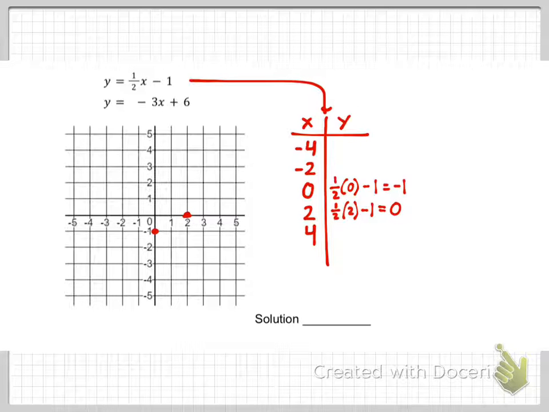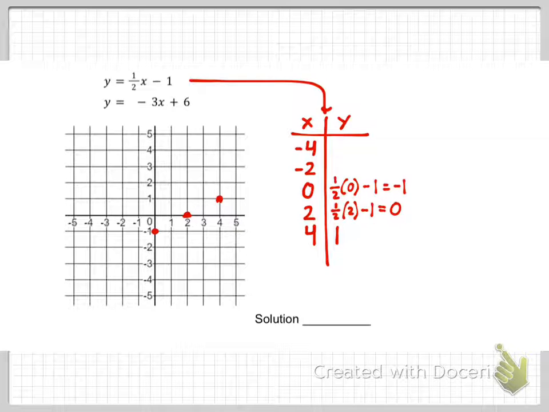For those of you graphing using rise over run, you notice we just went right 2 and up 1, or up 1 and right 2. That's rise 1, run 2. So 1/2 is up 1, right 2. That's another way to graph that, but I prefer the table.